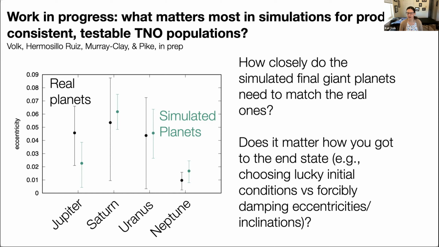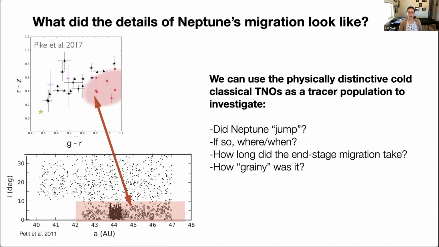So that is a work in progress because it affects the next project I want to tell you about, which is using these very physically distinctive cold classical TNOs as a tracer population in our simulations to really get at the details. So once we figure out what simplifications do and don't matter, we are then going to look at a bunch of different migration scenarios.